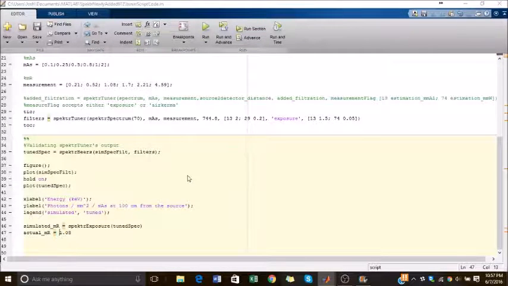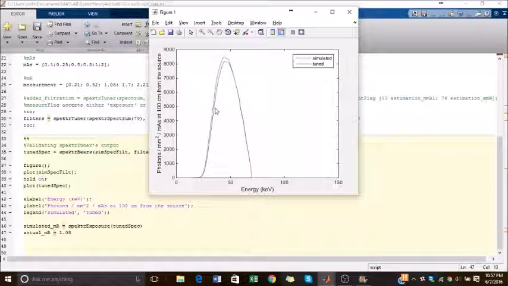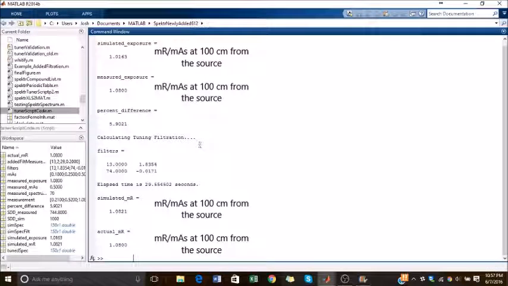Running this, we can see how our filtration changed our spectrum from the blue line to the red line. Comparing the exposures, we see that they are more similar now.